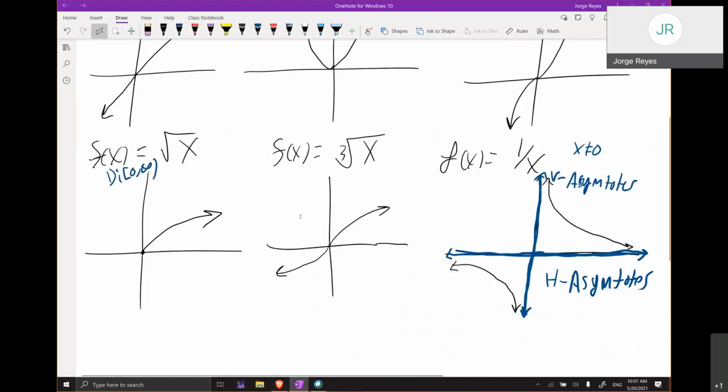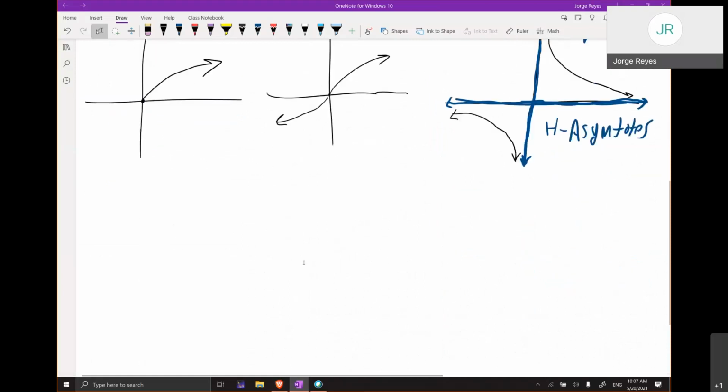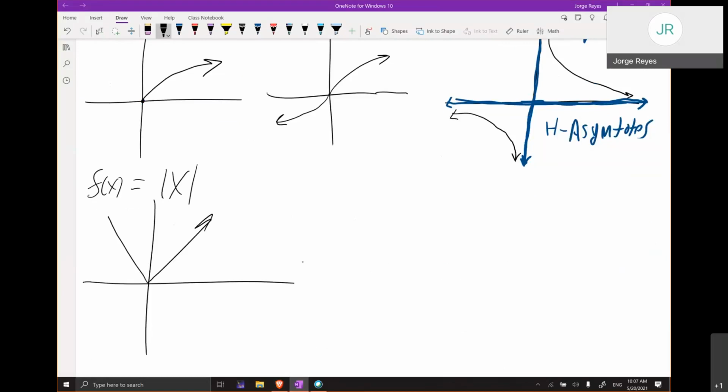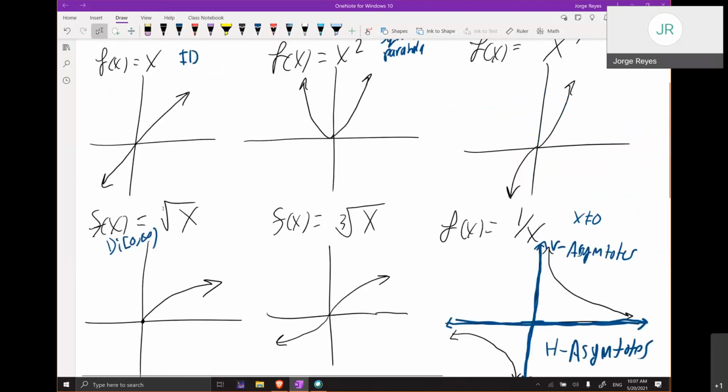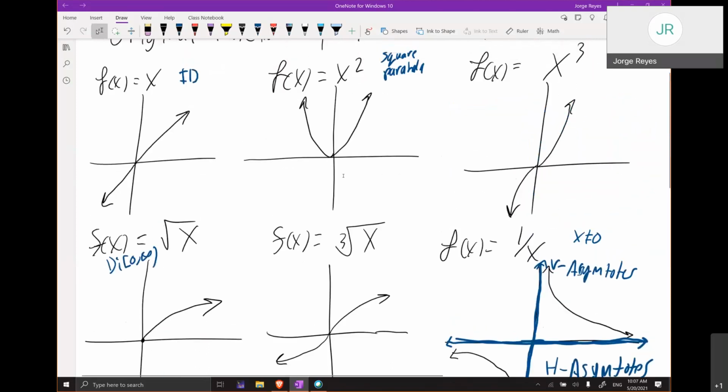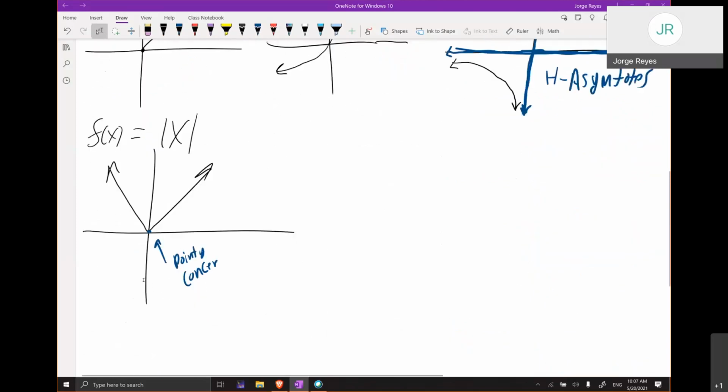And then the last function I need you to know is the absolute value function. Which, that one is a V. I want to make a big deal: it is pointy. It has a corner. Because we have another function that looks kind of similar, right? This one is smooth. It's U-shaped. This one is V-shaped.